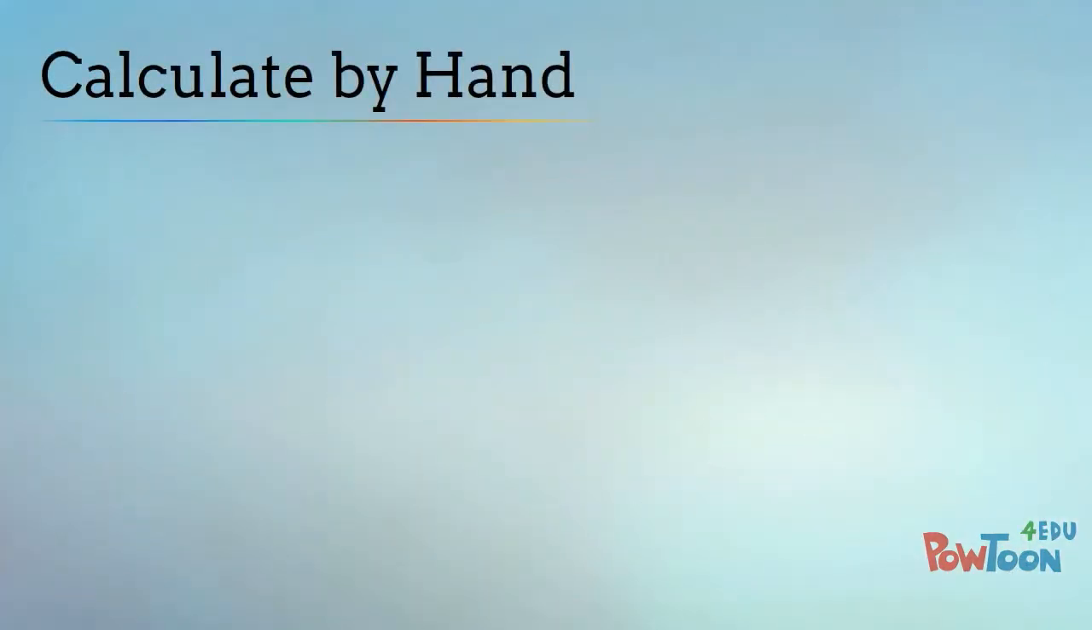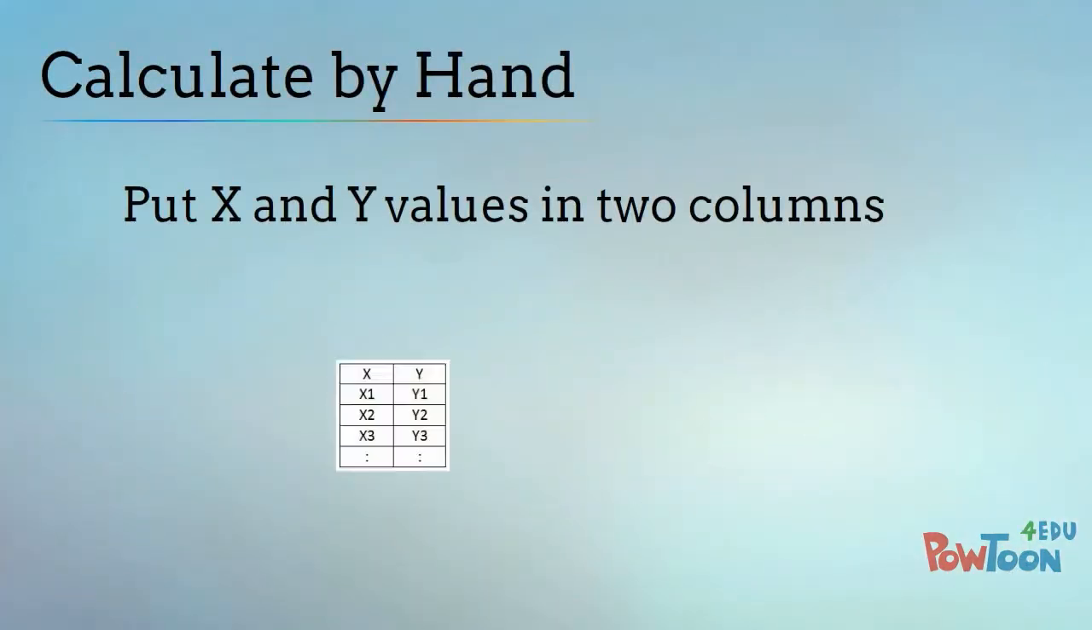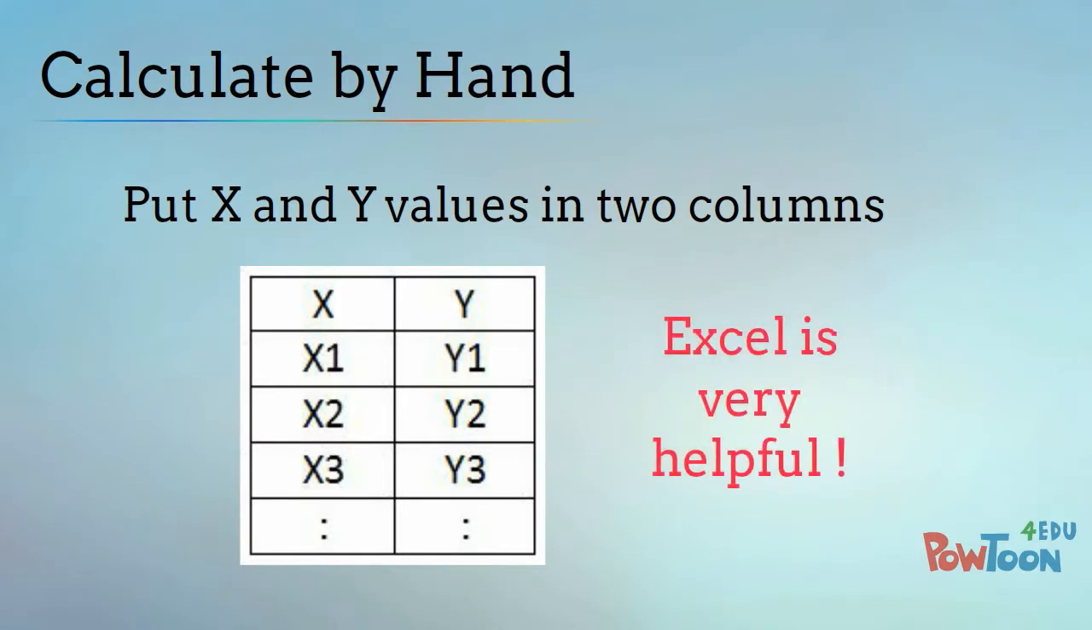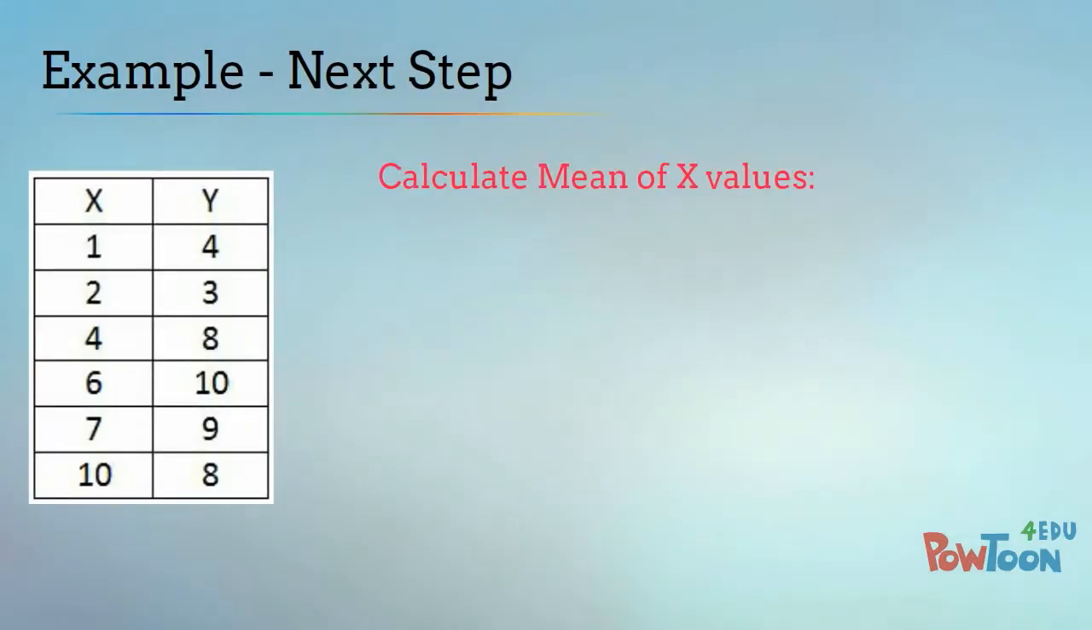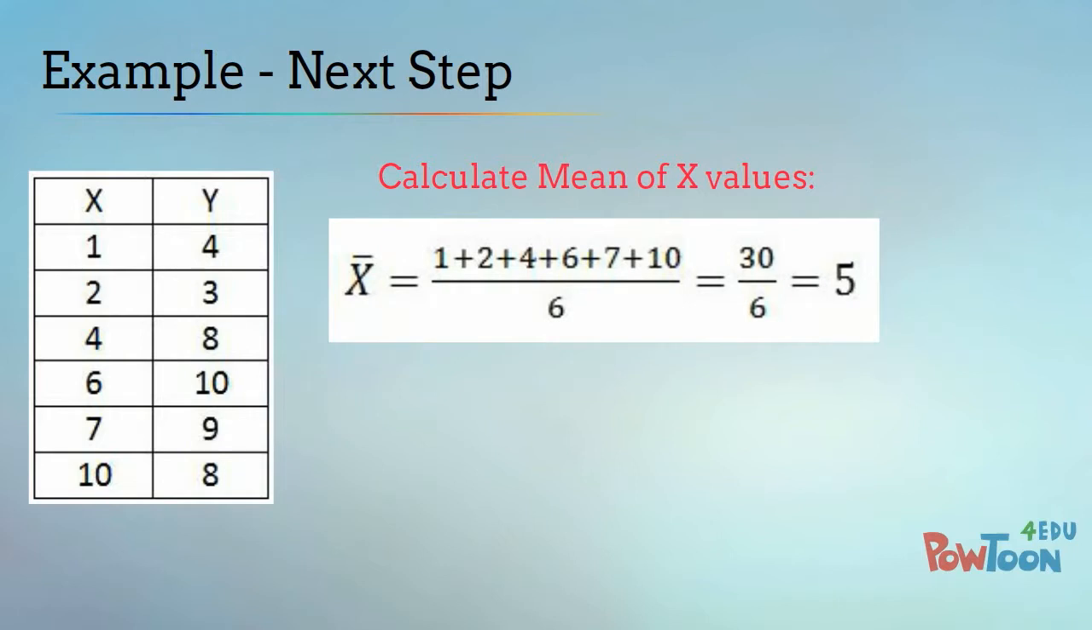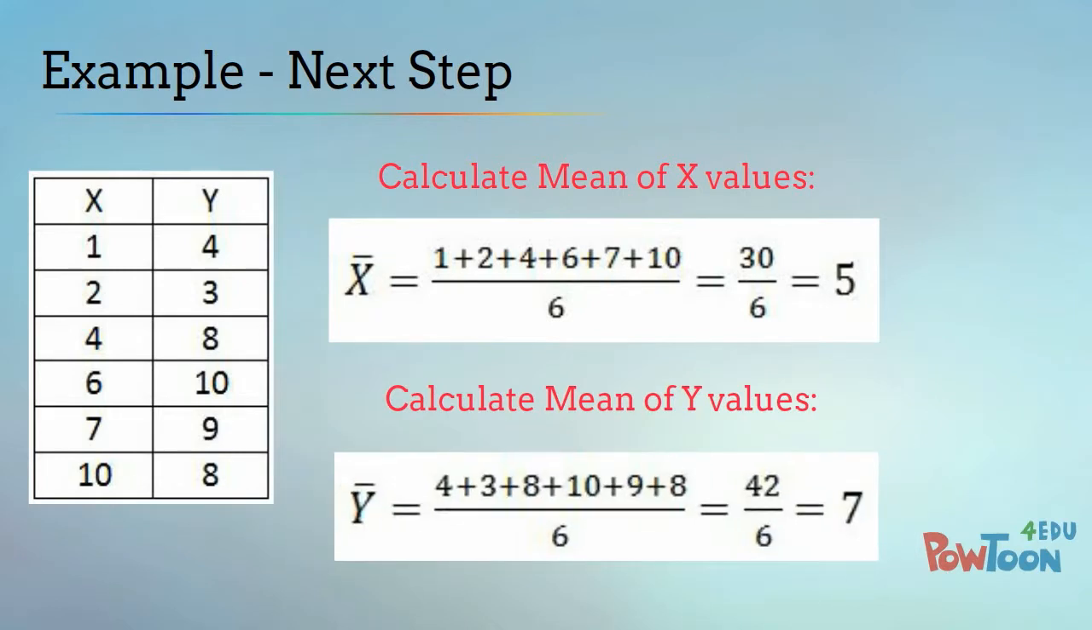To calculate a sample correlation by hand, it is easiest to show the x and y values in two adjacent columns of a table. Excel is very helpful for this calculation. For example, let's suppose we have a very small sample of 6 points. The x values are 1, 2, 4, 6, 7, 10, and the associated y values are 4, 3, 8, 10, 9, 8, respectively. The next step is to calculate the mean of the x values, which in this case is x bar equals 30 divided by 6, or 5, and the mean of the y values, which in this example is y bar equals 42 divided by 6, or 7.